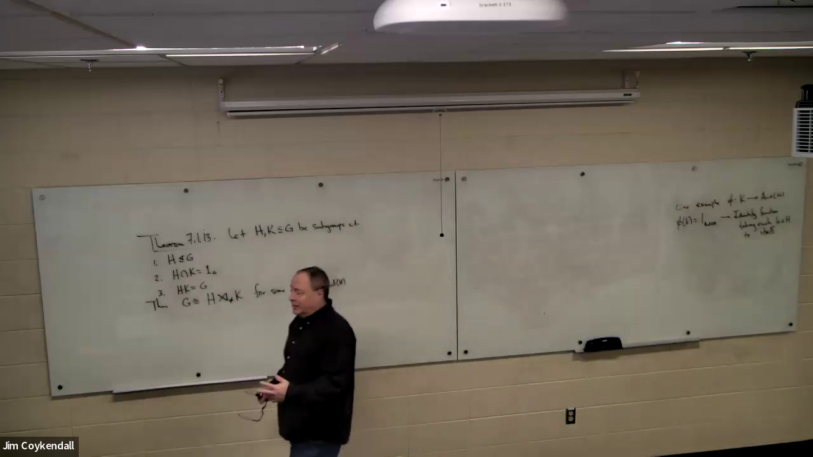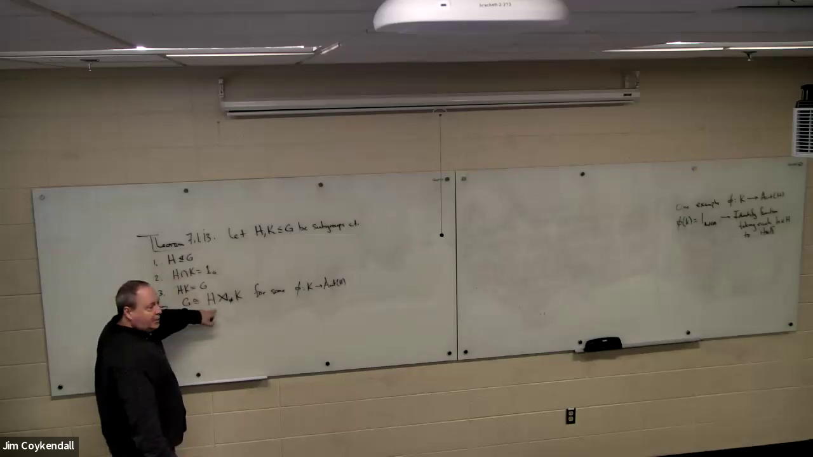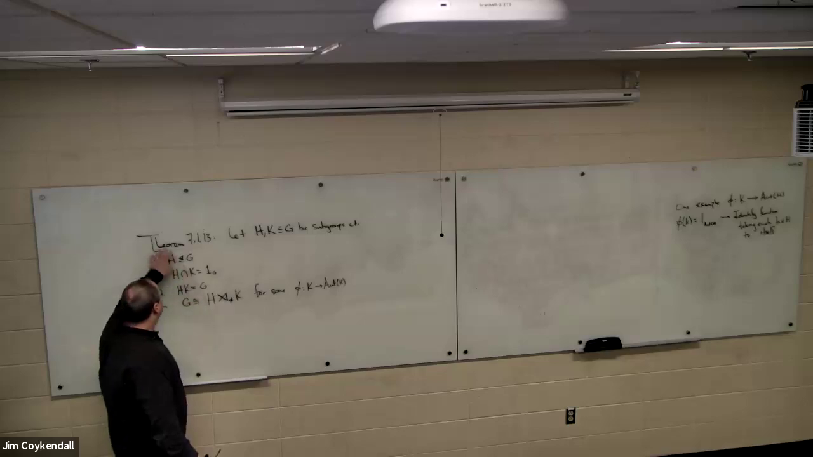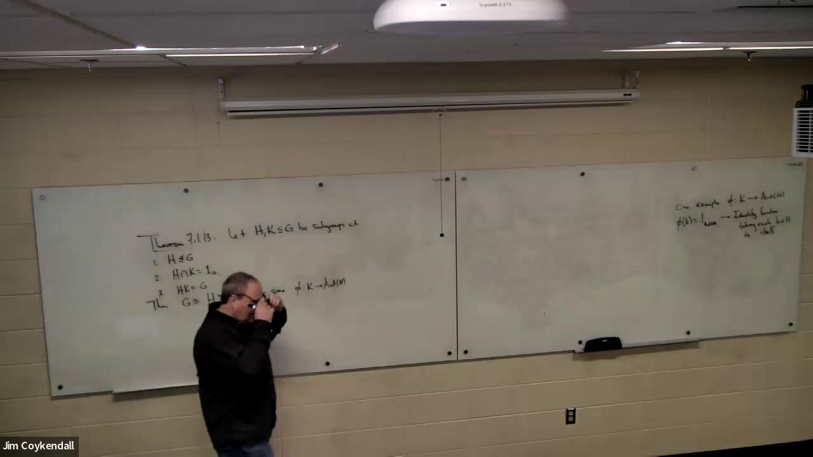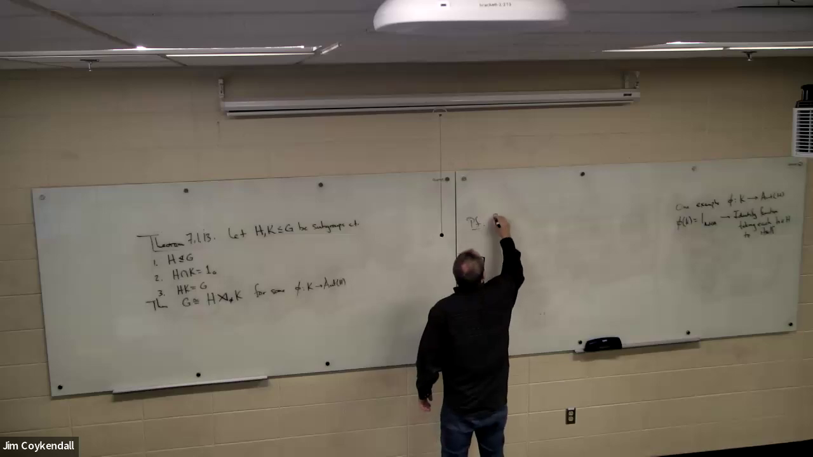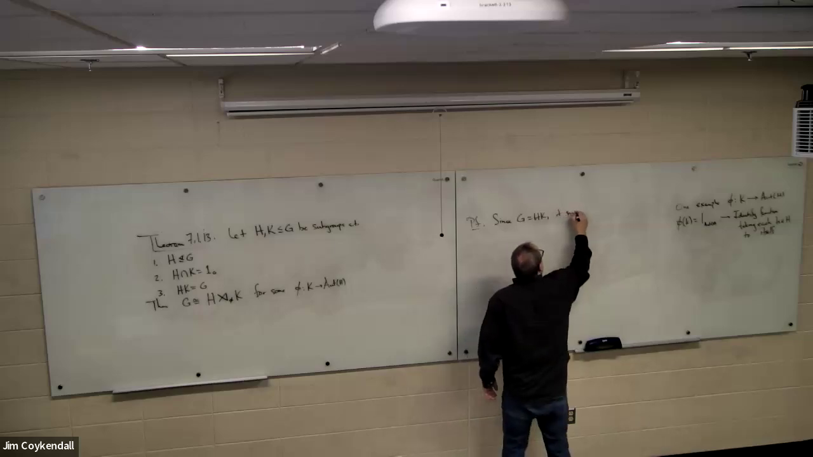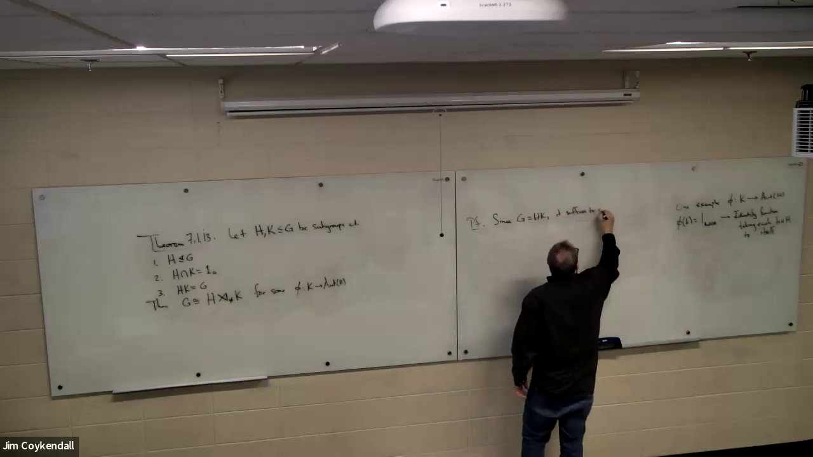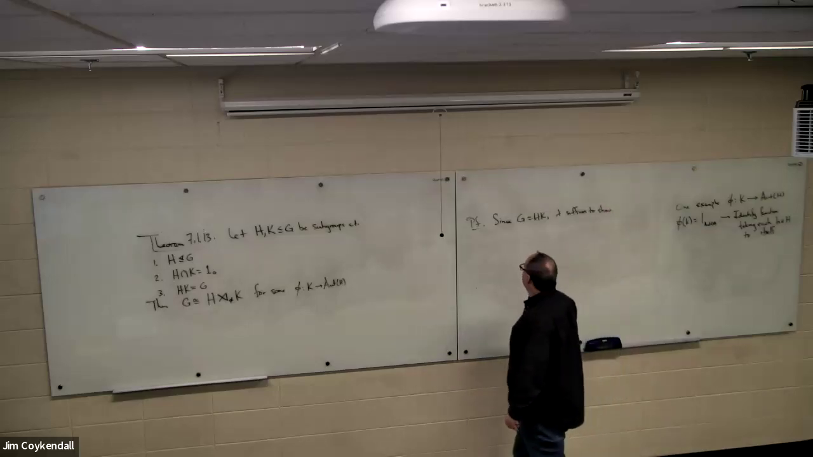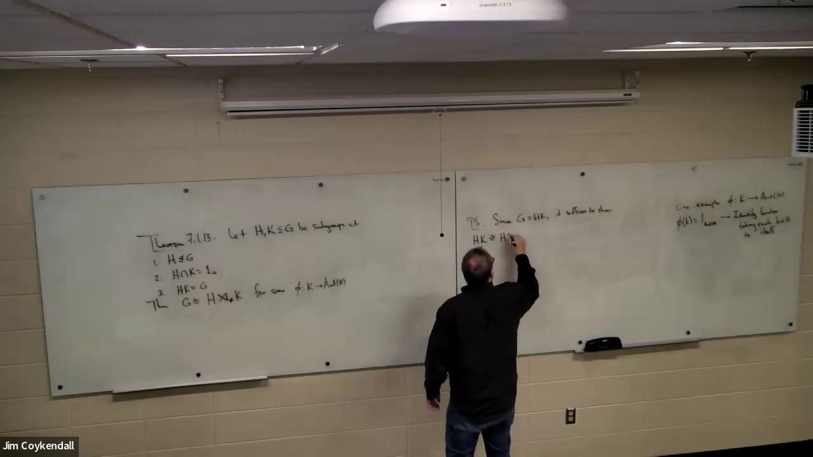So notice also, it turns out that if K is also normal in H, then the semi-direct product you get is the direct product, right? But if only one of them is, you get something more interesting. So let's see why this is true. Proof. Since G is equal to HK, it suffices to show that HK is isomorphic to H semi-direct product K.